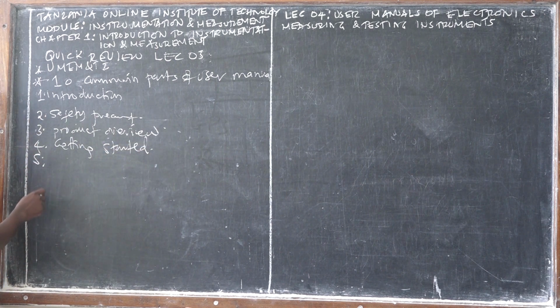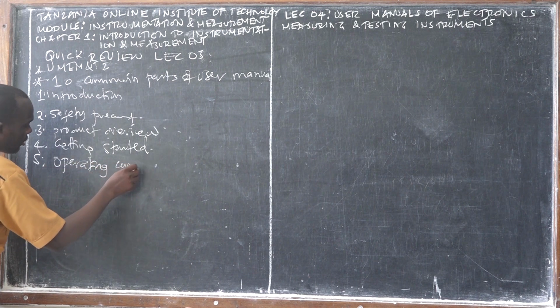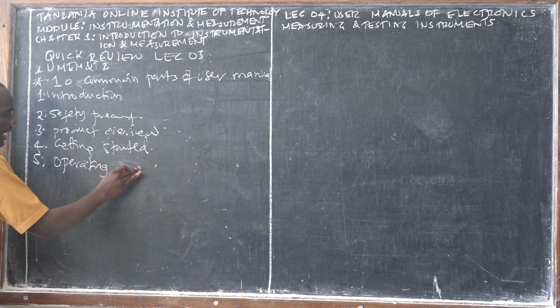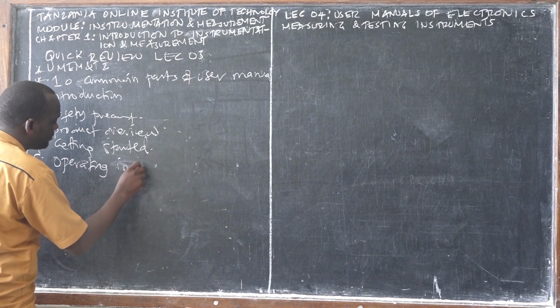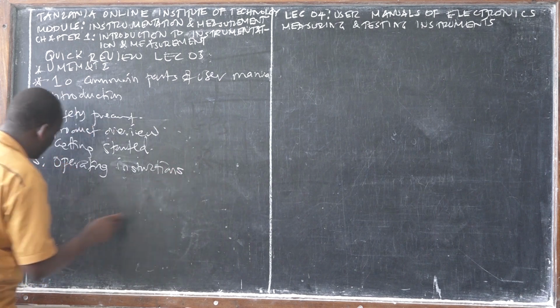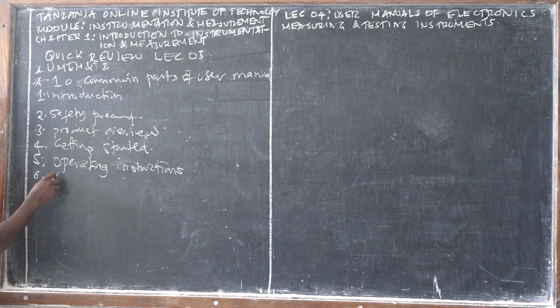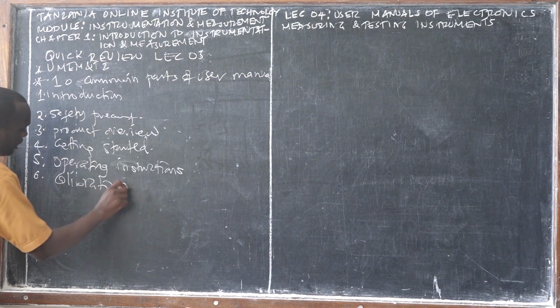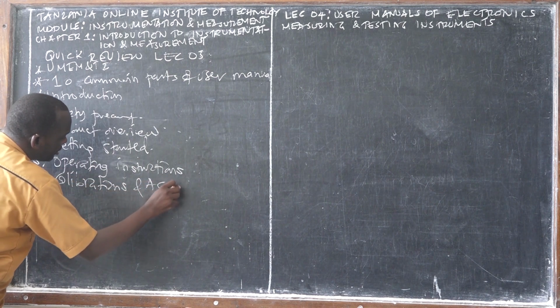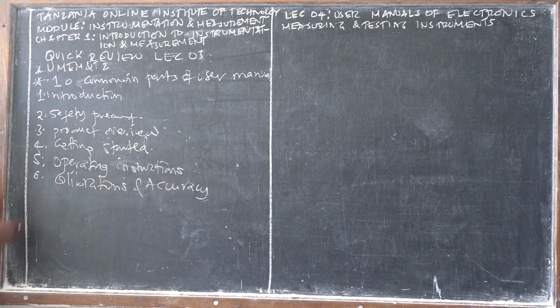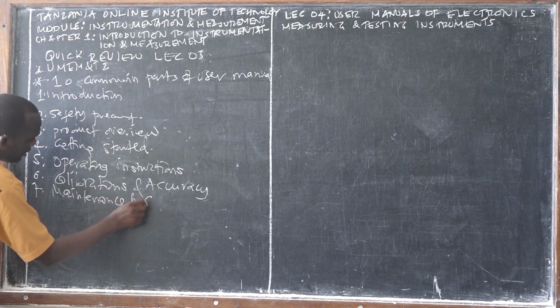Then the fifth one is Operating Instruction. Number 6 is Calibration and Accuracy. Number 7 is Maintenance and Care.